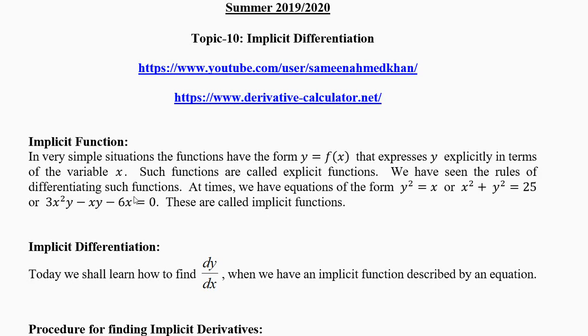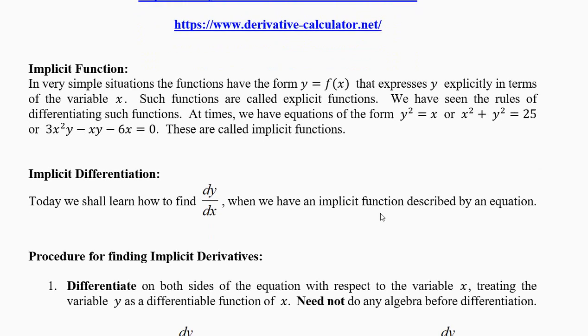So today we'll learn how to find dy by dx when we are given an equation like the first equation or the second equation or the third equation. This is called implicit differentiation. Here we did dy by dx equal to f prime or df by dx. Here we have to do something slightly different. Those of you who remember differentiation from the previous lessons will find this very easy.